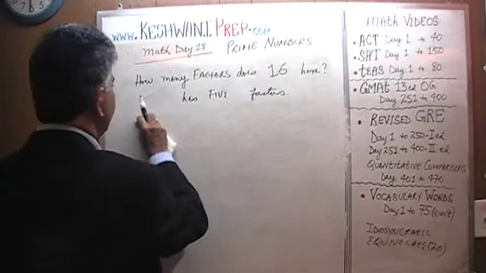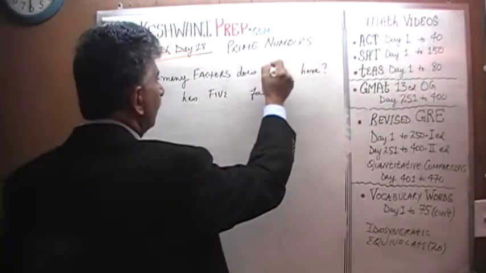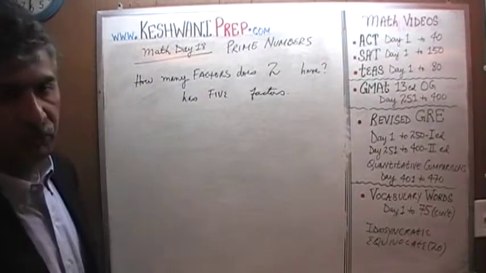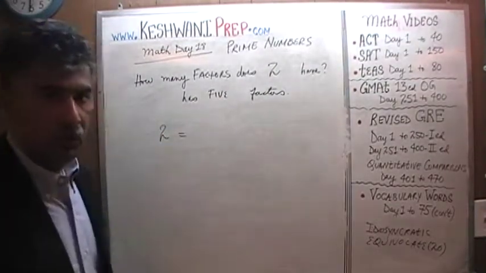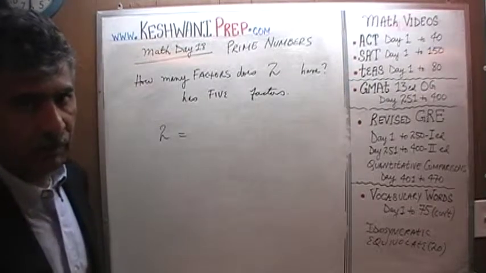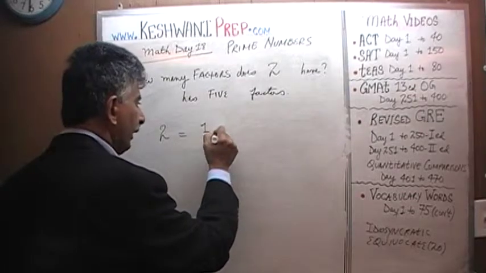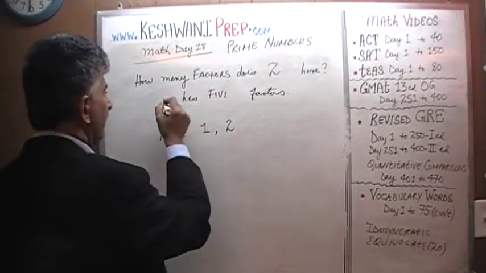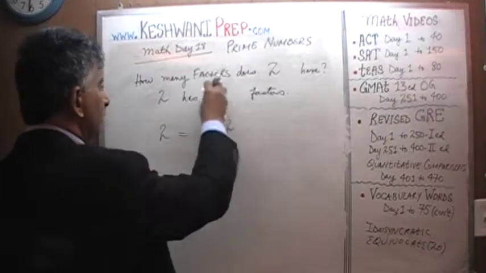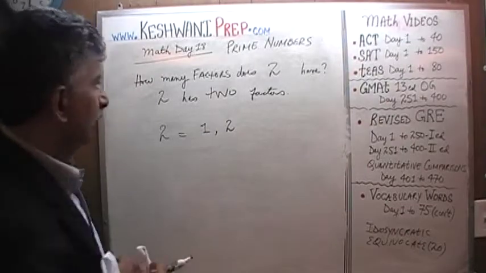Let's continue our discussion. How about 2? How many factors does 2 have? 2, turns out, has only 2 factors. There are only 2 numbers that we can divide 2 by evenly. We can divide 2 by 1, and we can divide 2 by itself. How many factors does 2 have? 2 has only 2 factors. What about 3?